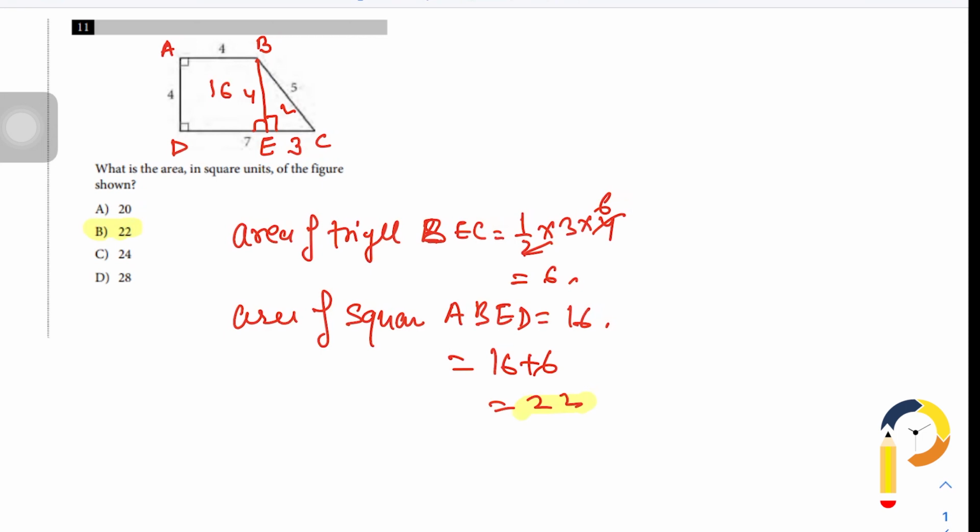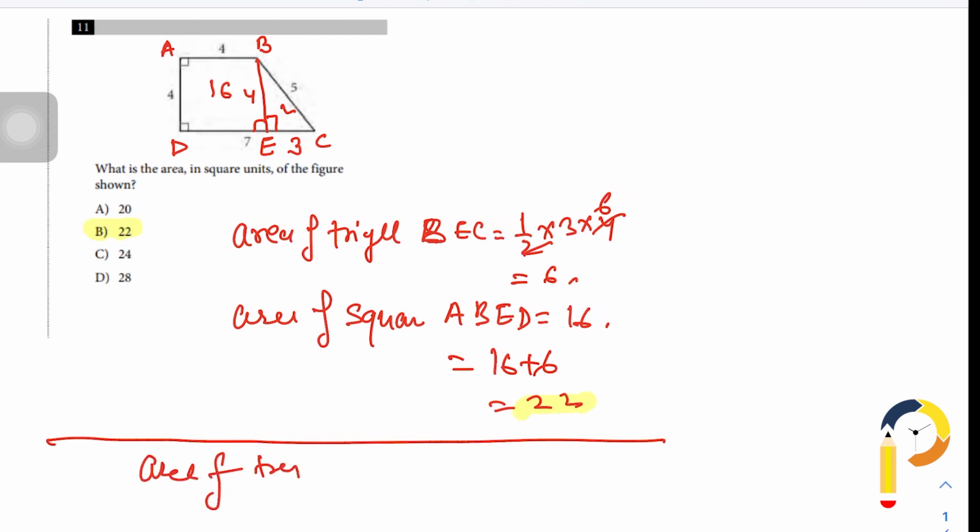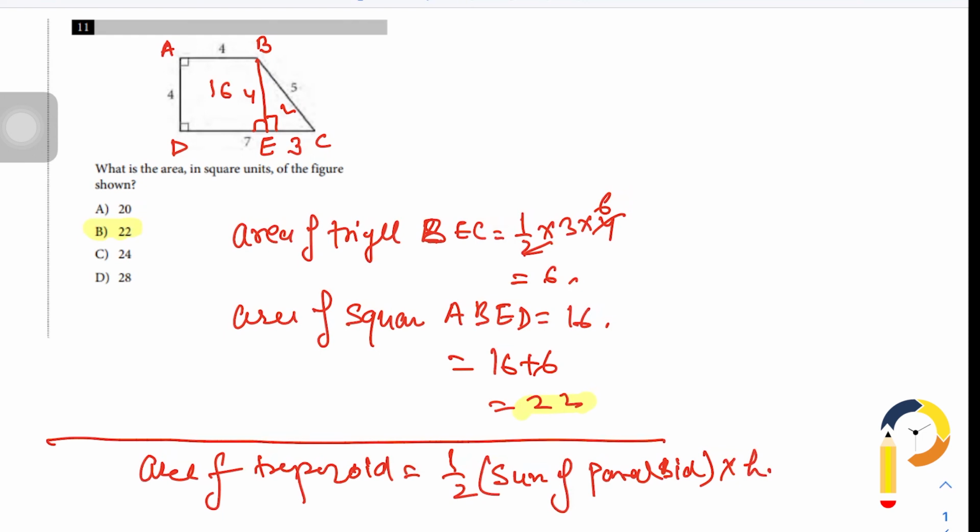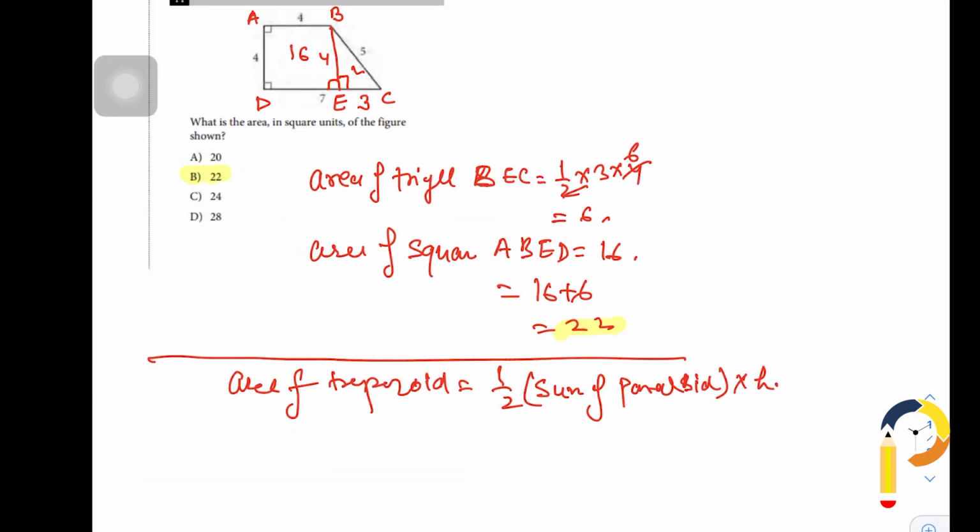Okay, so this is the first way. Another way to solve this is you just put all the values in the formula. What is the formula? The formula for the trapezoid. Area of trapezoid is equal to half times the sum of the parallel sides, or parallel bases, multiplied by the height. Height is the distance between those two parallel sides. So half times the sum of the parallel sides, AB and DC, that is equal to 7, times height.